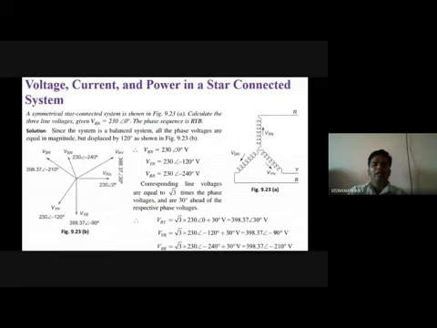Then we discuss one problem. A symmetrical star connection is shown in this figure. Calculate the 3 line voltages. We all know the line voltages are root 3 times the phase voltages. So this is VRN at 0 degree, VYN at minus 120 degree, and this is minus 240 degree. The relationship is root 3 times, so we simply multiply and subtract with this. We are getting the 3 line voltages.